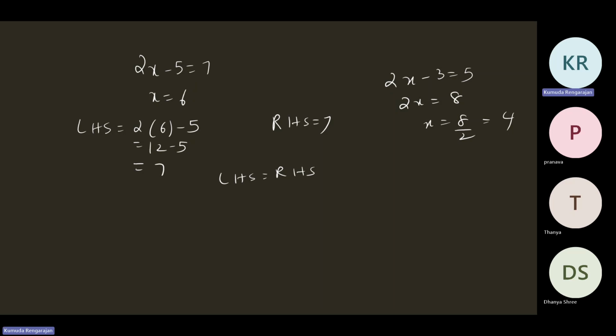So the third one is what we just discussed. Solution means when you put that value in place of the variable, the left hand side will be equal to the right hand side. Such a value is called the solution. So here we say 6 is the solution because when you put 6 in place of x, the left hand side is equal to the right hand side. So 6 is a solution.